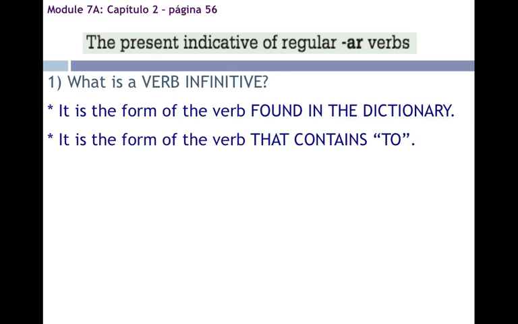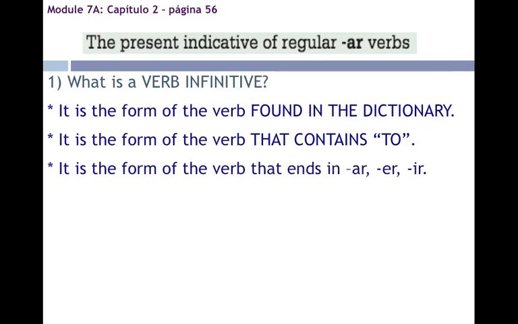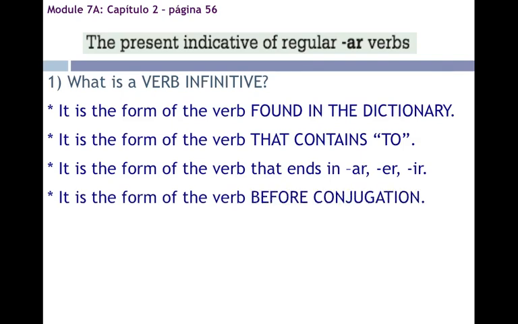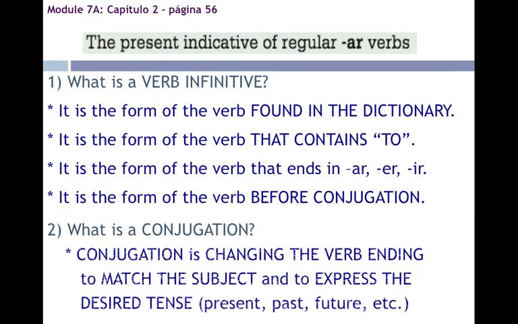What are the three different endings that infinitives will have? You can recognize them by these three endings, 2 letters each, AR, ER, and IR. And it's the form of the verb before something happens to it. What is that word? It is the form of the verb before conjugation takes place. So what is conjugation? Conjugation is changing the verb ending to match the subject and to express the desired tense. So those endings are going to match with yo, tú, él, ella, etc. and will designate whether you're talking about the past, present, future, or other verb tenses.